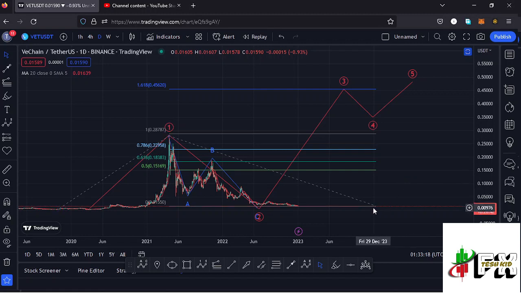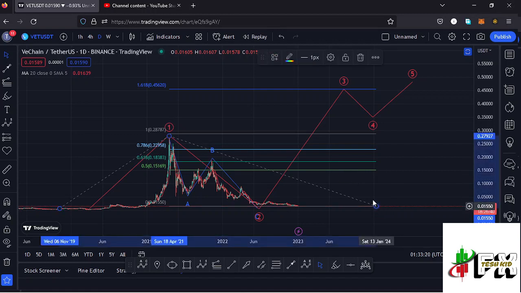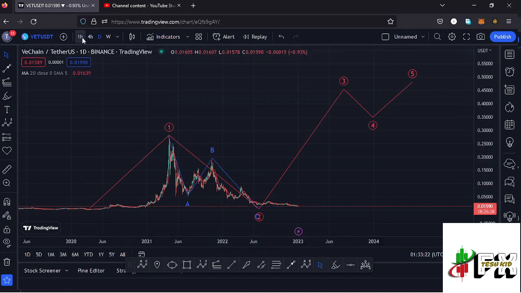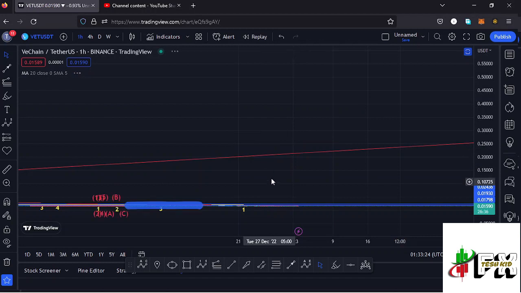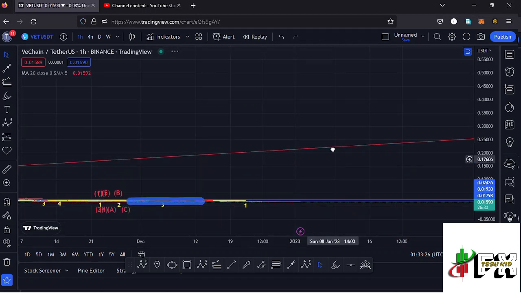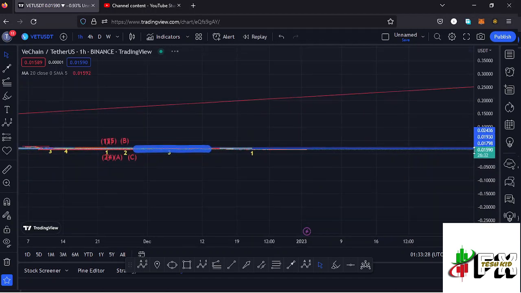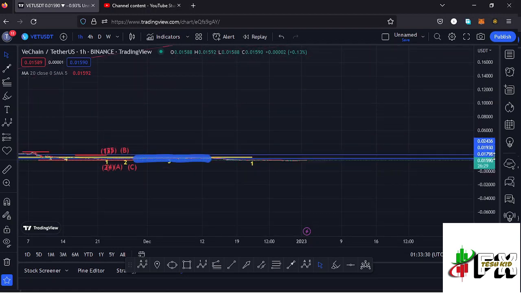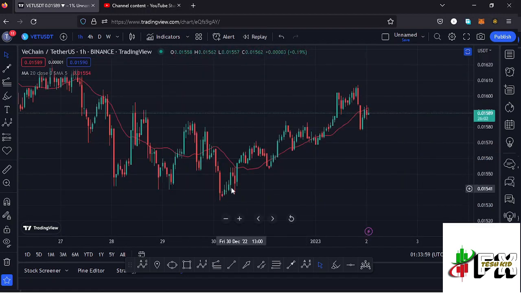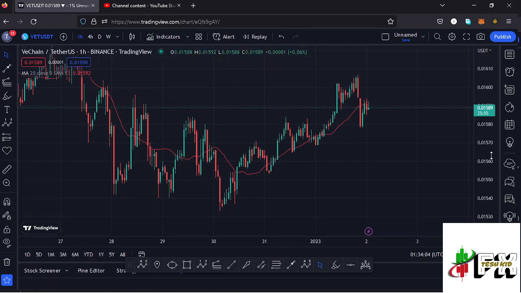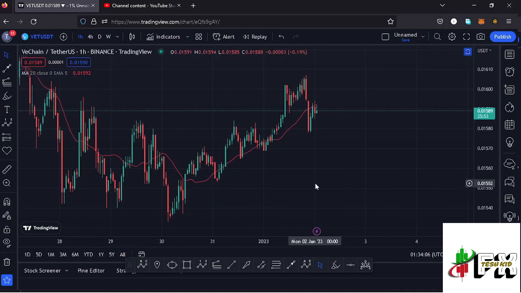And jumping to the 1 hour chart for short-term scenarios that I'm expecting to play out here on the VeChain chart. Here on the 1 hour chart, VeChain has been obeying the Elliott wave structures, and if I zoom in so that you can also see that clearly, right here, this is where we have made our new low at around the $0.01533 mark. And after making that new low, we have been obeying the Elliott wave structures.